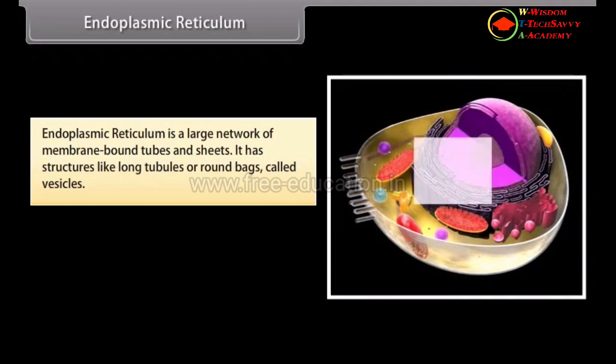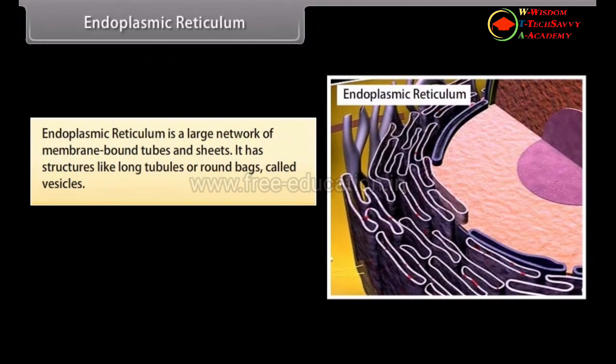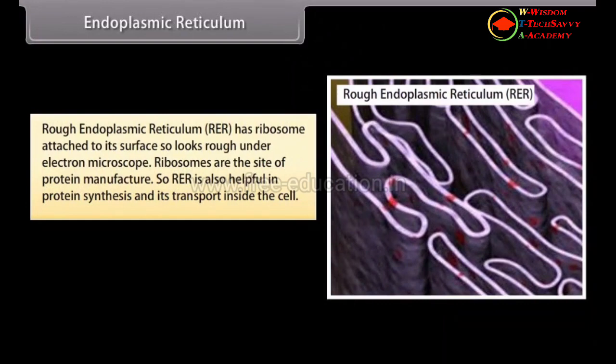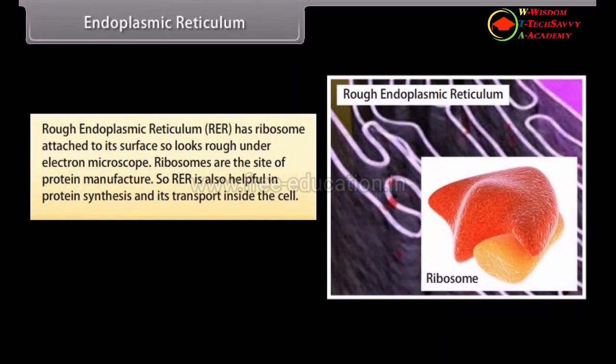Endoplasmic reticulum. Endoplasmic reticulum is a large network of membrane-bound tubes and sheets. It has structures like long tubules or round bags called vesicles. On the basis of presence of ribosomes, they are of two types: rough endoplasmic reticulum (RER) and smooth endoplasmic reticulum (SER). Rough endoplasmic reticulum (RER) has ribosomes attached to its surface, so it looks rough under the electron microscope.